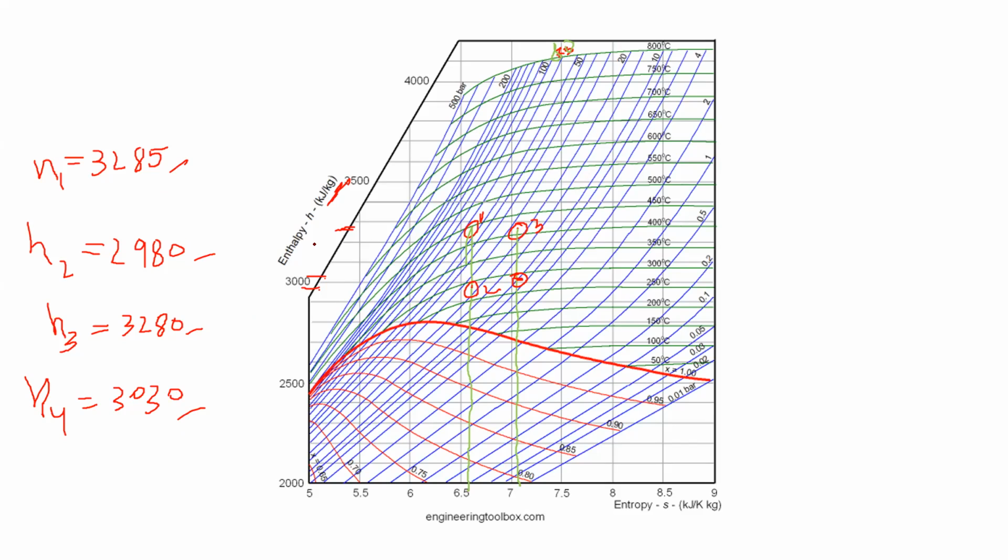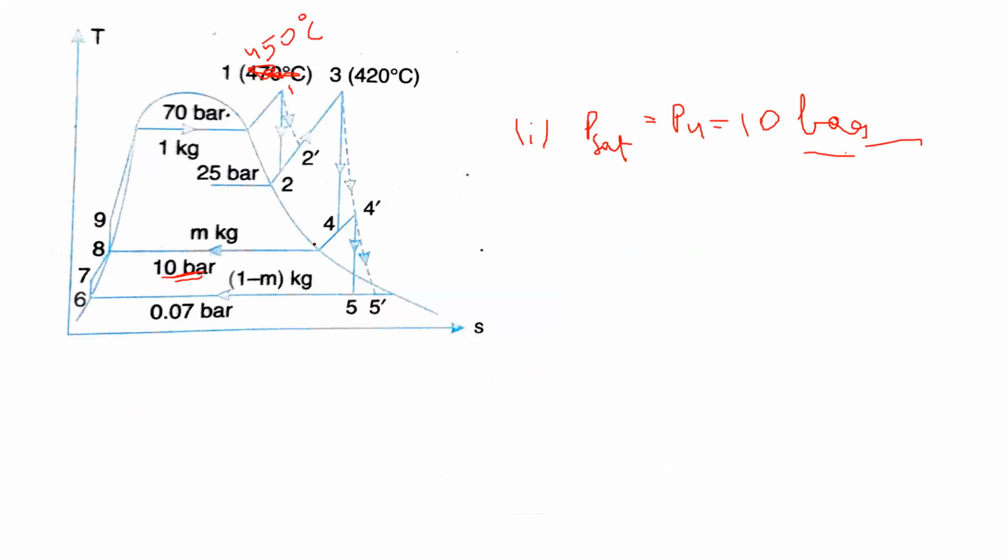For this, first of all, I am going to the TS diagram. If you look at this TS diagram, two processes happen in the turbine: one is the theoretical one and the other is the actual one. Here in the problem, they have given the isentropic efficiency of the turbines. For that, I have to calculate the actual enthalpy at those conditions. I have to calculate H2 dash, H4 dash and H5 dash, as well as H5.